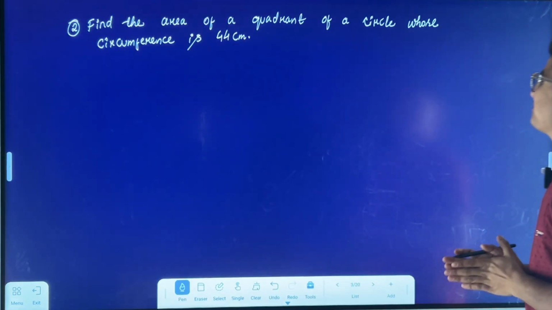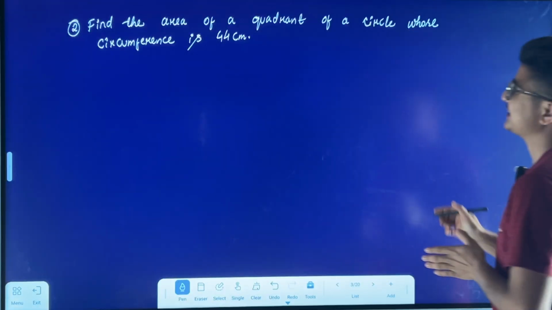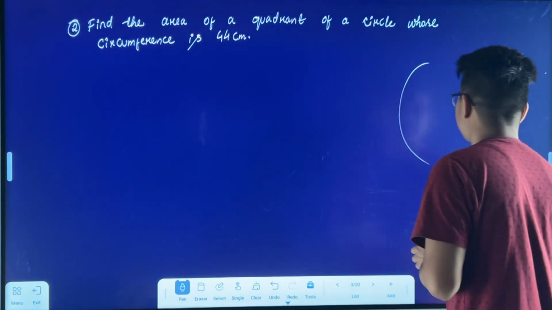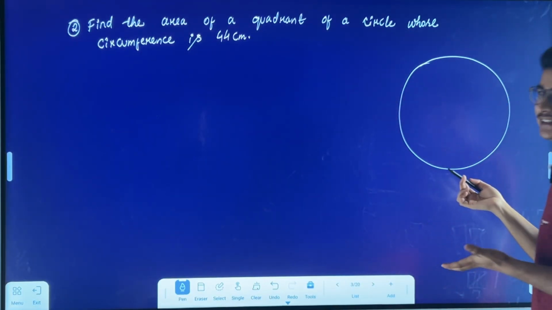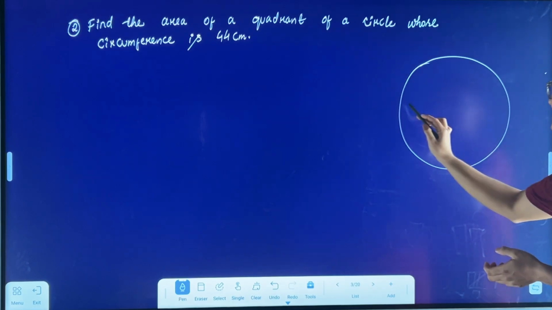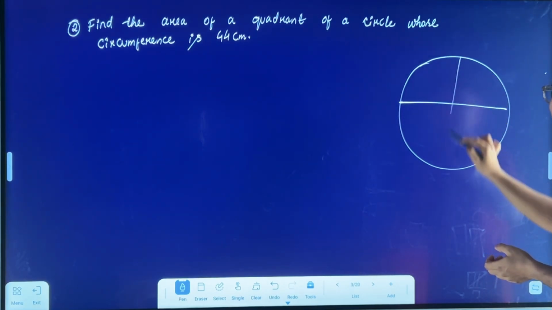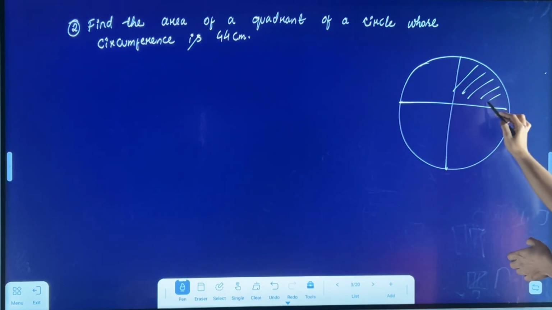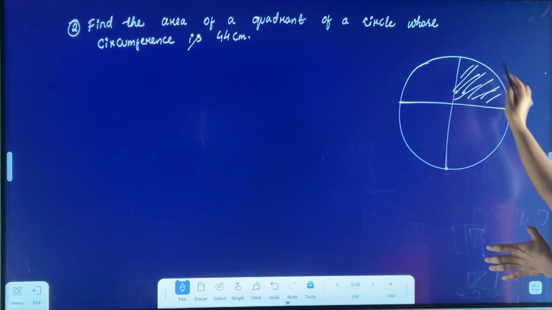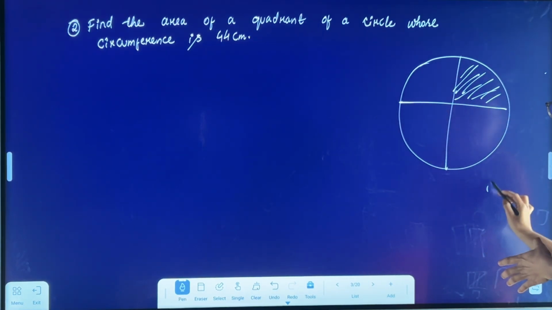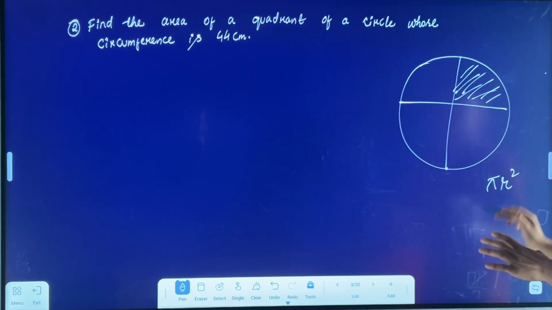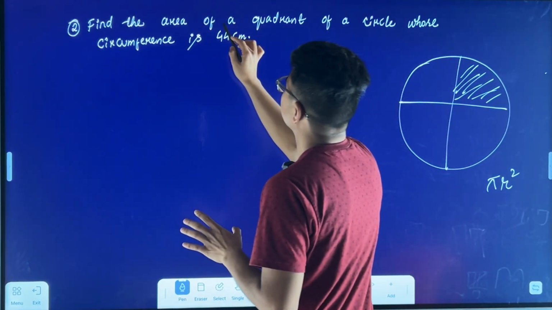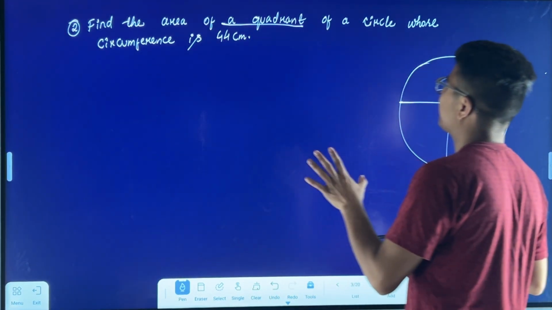Question 2. You need to find the area of a quadrant of a circle whose circumference is 44 centimeter. Circle is there. Quadrant meaning what? If you divide this circle into 4 equal parts, then each part is called a quadrant. So what is the total area of the circle? It is pi r square. A quadrant means 1. Find the area of one quadrant.